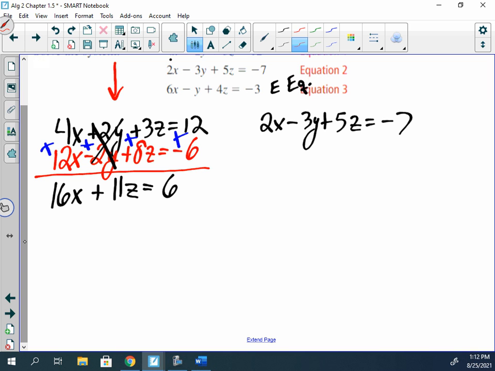So now we need to do the same thing. Take our 6x minus y plus 4z equals negative 3. And we're going to multiply it by something to get this y value to be the same as the other one. So what do we think? What would we need to multiply this, our eliminator equation, by? 3. Because we have 3y in the other one, so we need to multiply everything in this one by 3.